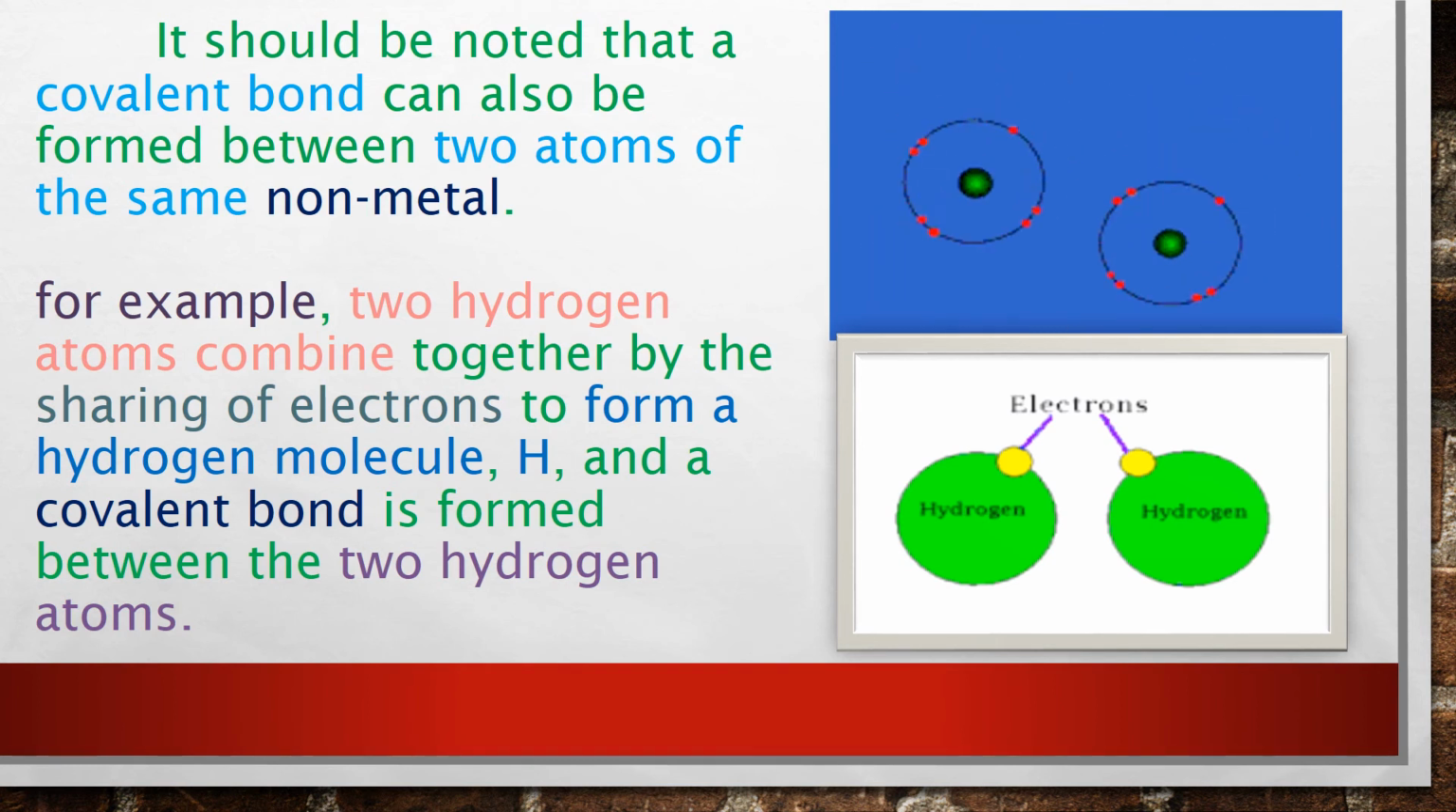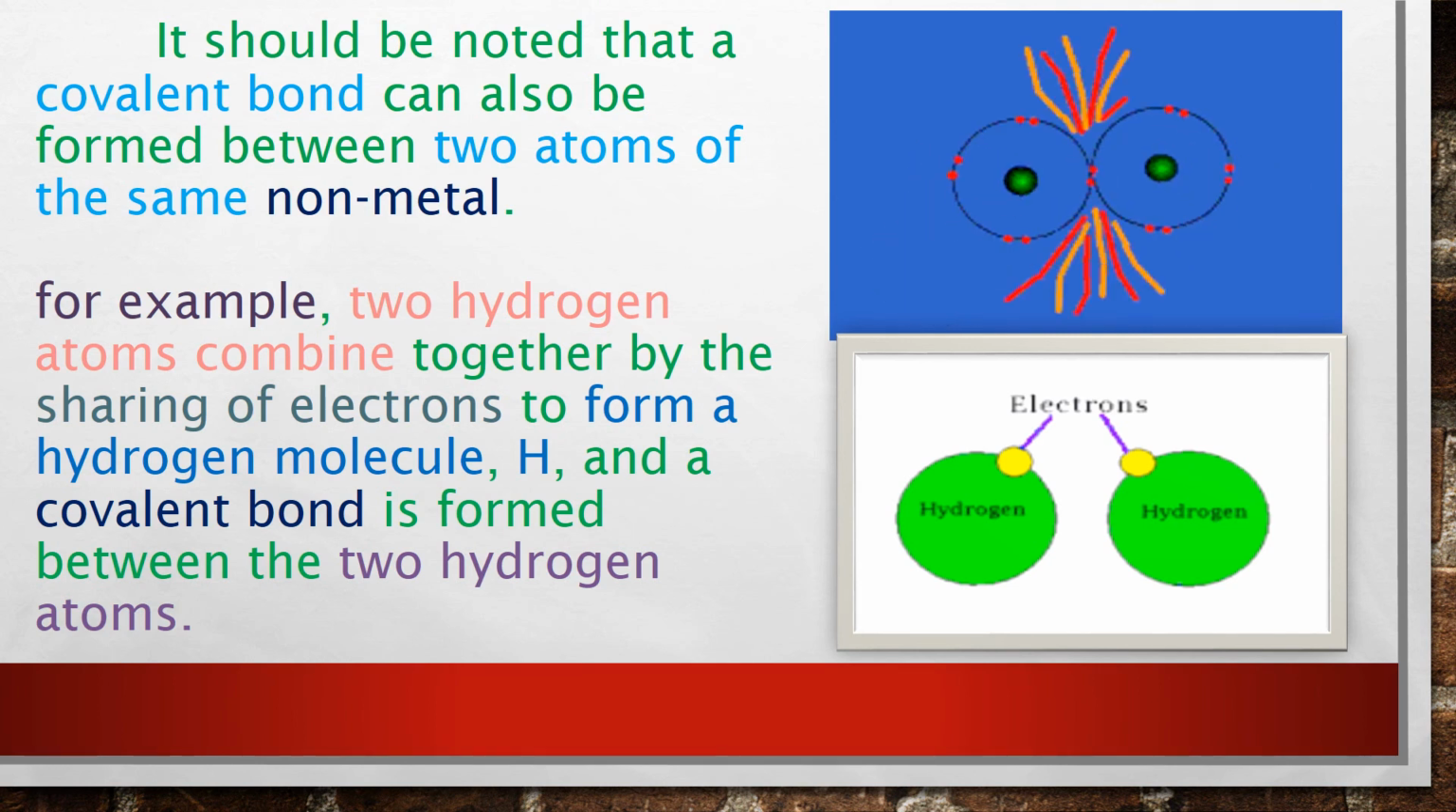See here students, two hydrogen atoms combine together by the sharing of electrons, because one hydrogen has one electron, and here another hydrogen has one electron. So how is the covalent bond formed? The two atoms combine by sharing electrons. This outermost electron will be shared with this hydrogen, so the outermost K shell is now filled with two electrons.